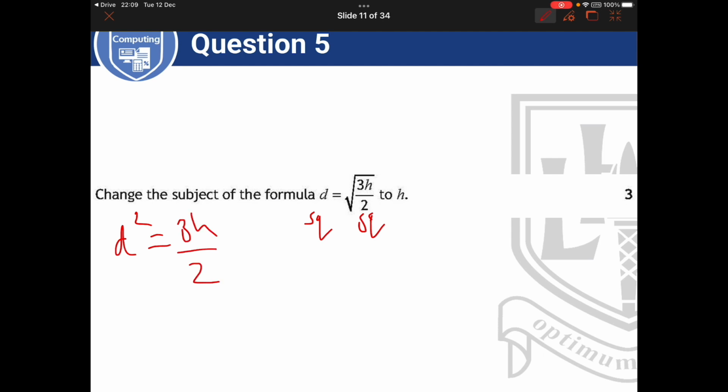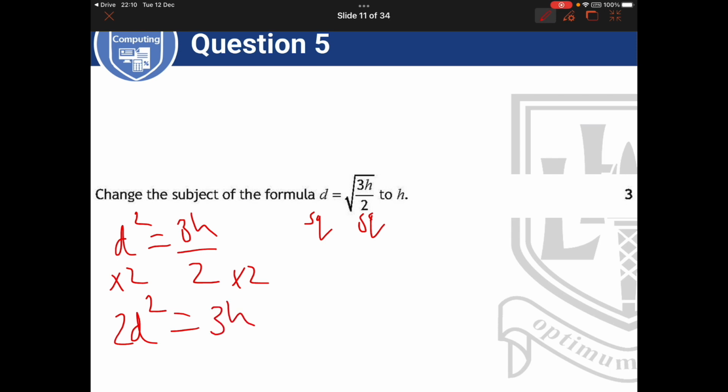Next thing I want to get rid of is the fraction of 2. So undo that fraction of 2. Well, how do I do that? Well, the opposite of dividing by 2 is timesing by 2. So we're going to times both sides by 2. So that's 2d squared here, and that's going to get rid of the fraction and leave me with 3h.